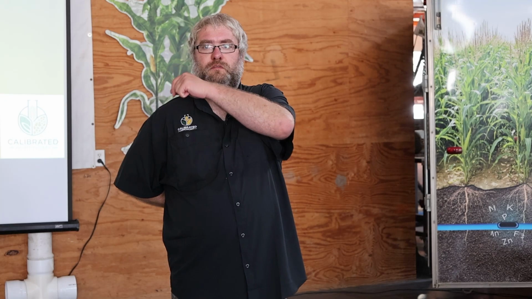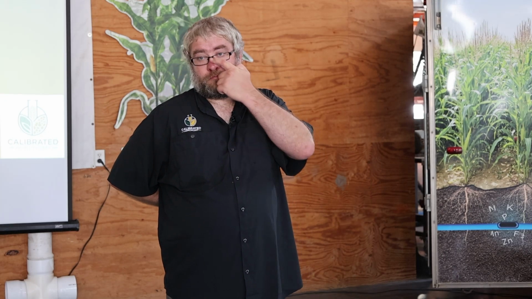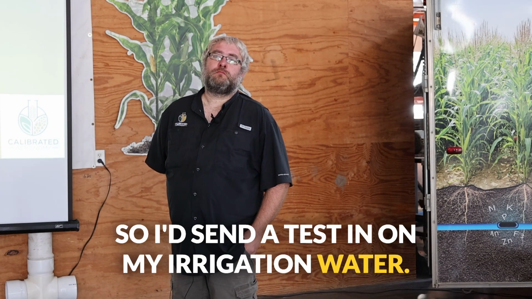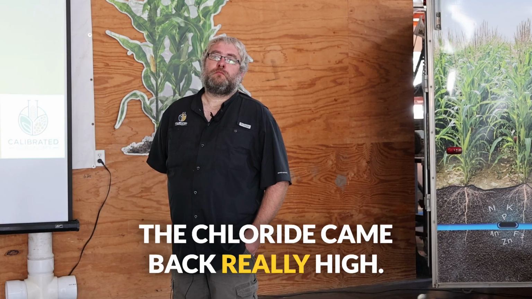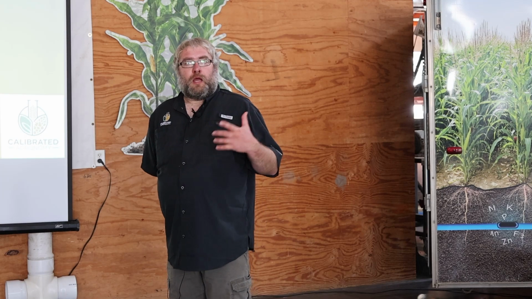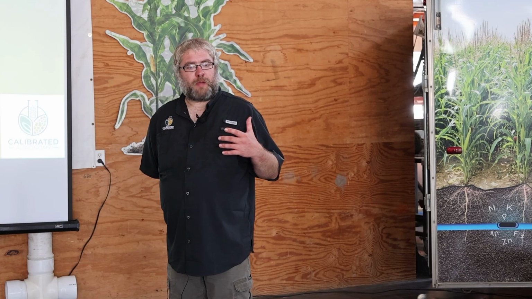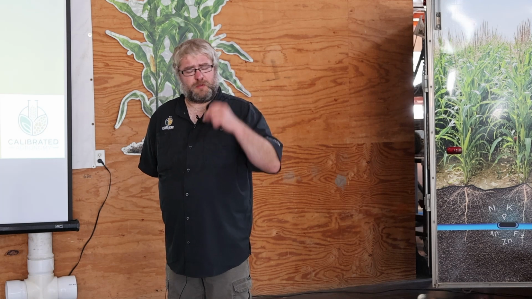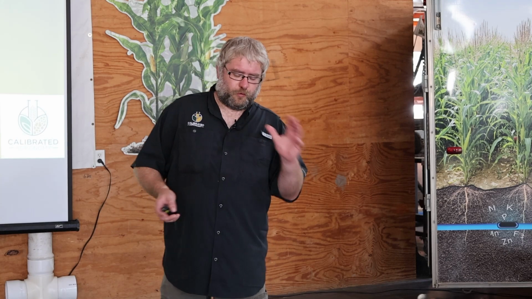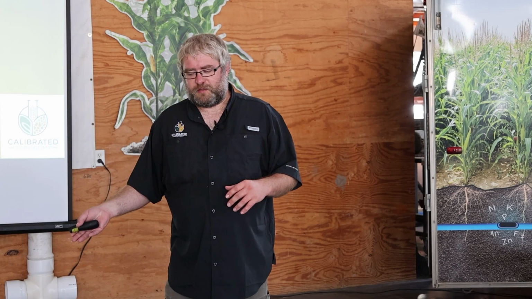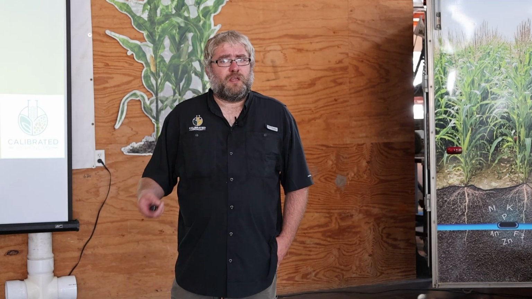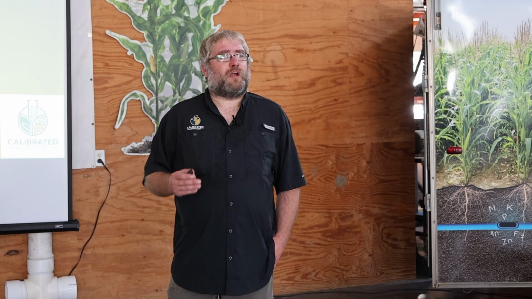Do you have a question? I'd sent a test in on my irrigation water. The chloride came back really high. What is the recommended treatment for that? We've had pretty good luck with Backbone and some of the carbon products. Our Backbone product's pretty complex. It's well balanced between fulvic and there's a biological digestate carbon in there. Sometimes I think we just have to try to outcompete it.